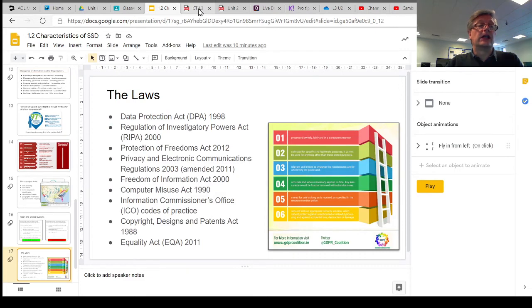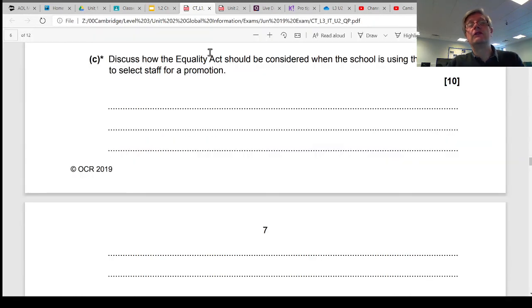So let's have a quick look at the kind of question you're likely to get on the exam. You can see straight away, it's 10 marks out of the possible 80 that you're going to get on this exam. So it's a large percentage. It's a big chunk of marks to drop if you don't really know your stuff.